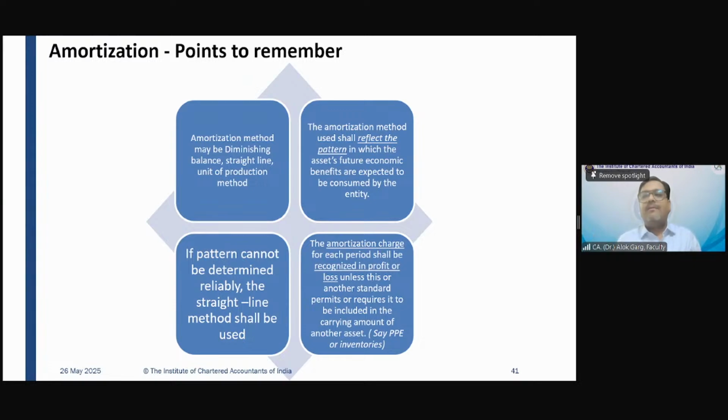मतलब एक एसेट को डेवलप करने के लिए अगर कोई भी कॉस्ट लग रही है तो सारी की सारी उस एसेट में कैपिटलाइज होती है, राइट? It has to be capitalized.